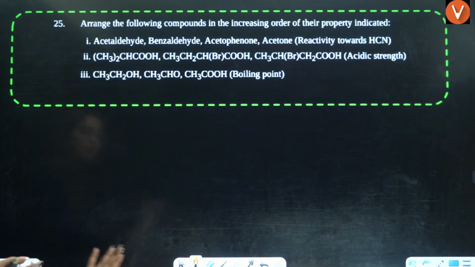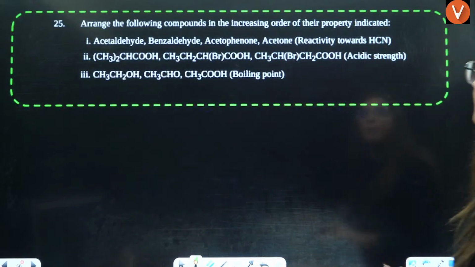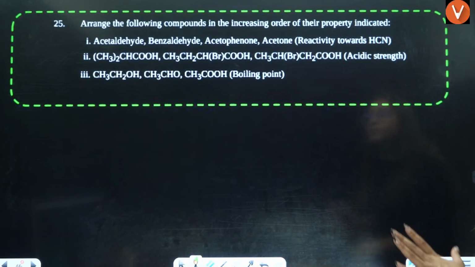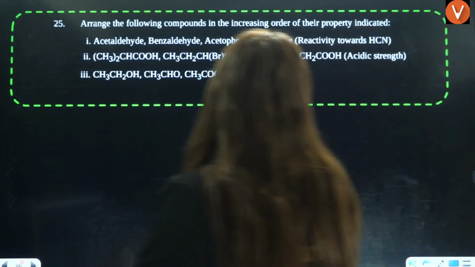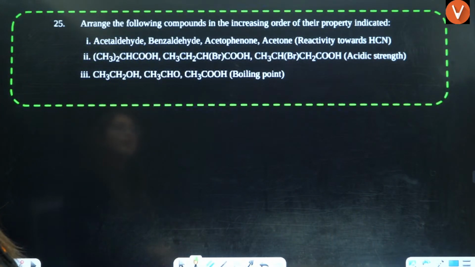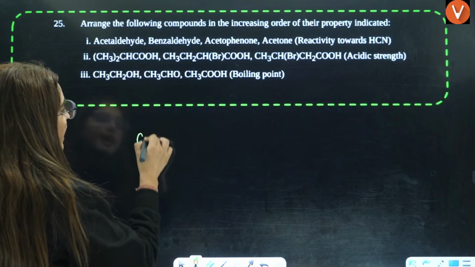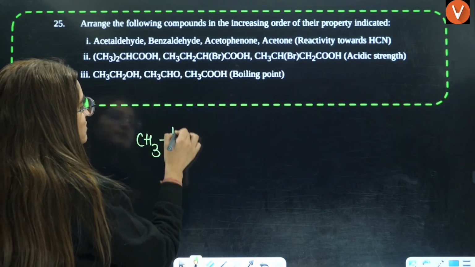Okay, let's go, next question is, arrange the following compounds in the increasing order of the property indicated. Reactivity towards HCN, then you have acidic strength, then you have boiling point. Okay, reactivity towards HCN. Beta, how will HCN react? This is also acetaldehyde. Basically, it's like this.